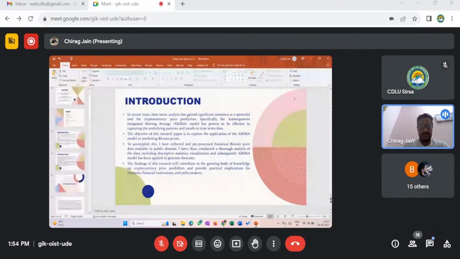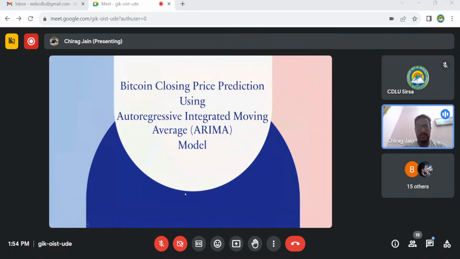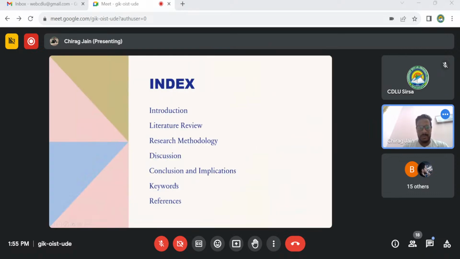I hope my screen is visible. So, hello everyone, good afternoon. This is Chirag Jain. I'm presenting my paper titled Bitcoin Closing Price Prediction using the Autoregressive Integrated Moving Average, ARIMA, model. I, along with Dr. Renu Ghosh and Dr. Josna Singh, have written this paper. Keeping time in mind, I'll focus on my methodology and discussion.